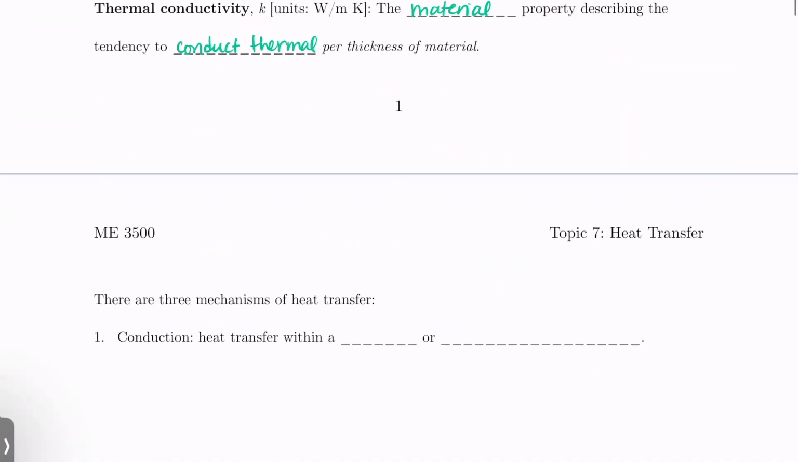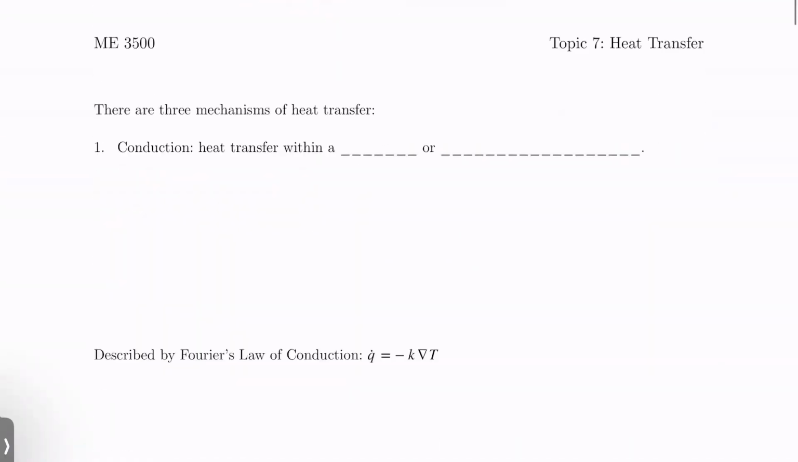Okay. There are three mechanisms of heat transfer. The first one is conduction. We also have convection and radiation. Conduction is heat transfer within a solid or also a stationary fluid. This is caused by the random motion of atoms, molecules, and electrons.